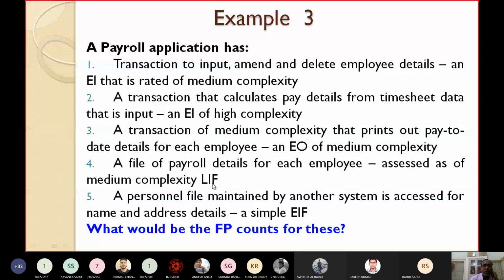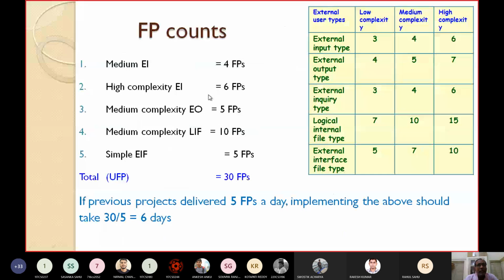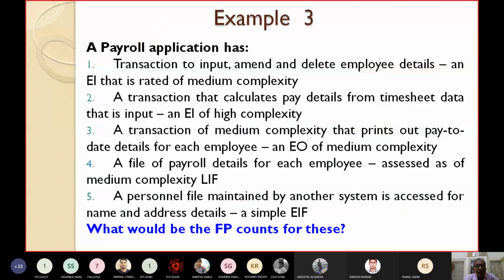What is the question? What will the function count for this? So here you can see there are 2 inputs. The serial numbers 1 and 2 are inputs, 3 is the output, 4 is a file, 5th is an interface, and you can see no queries or inquiries are there. So how can you compute now?